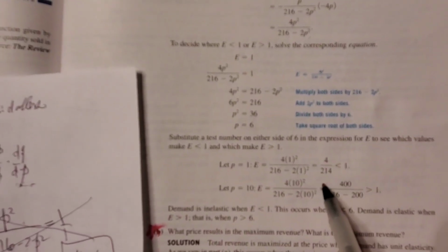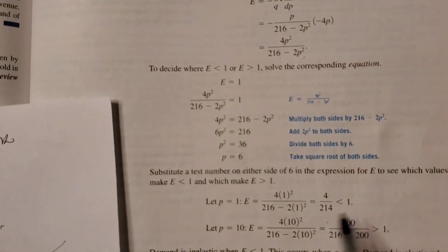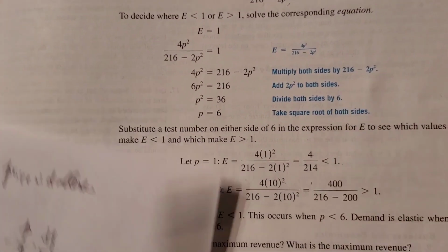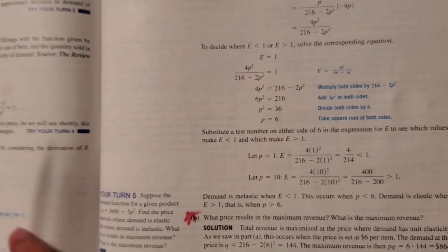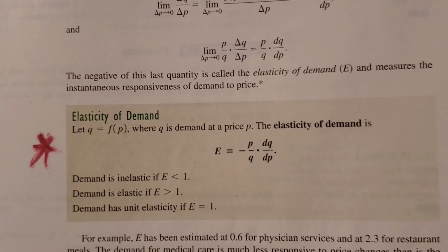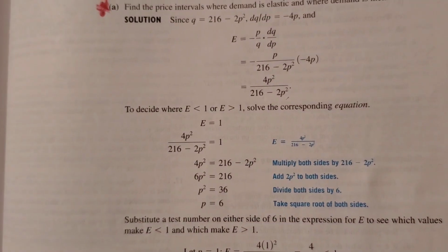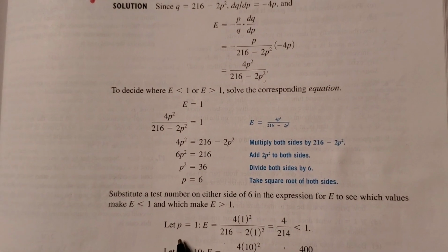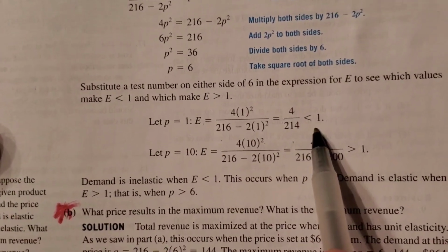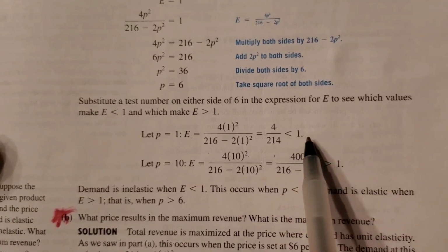Whatever this is, it is smaller than 1. So we say E is smaller than 1. Remember that? This is what the definition is. When E is smaller than 1, the demand is inelastic. So when P is equal to 1, E becomes smaller than 1, which means demand is inelastic.